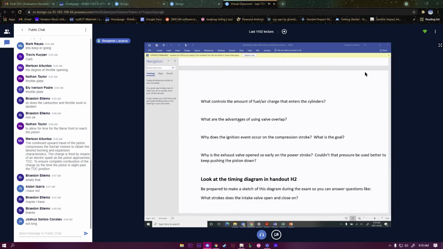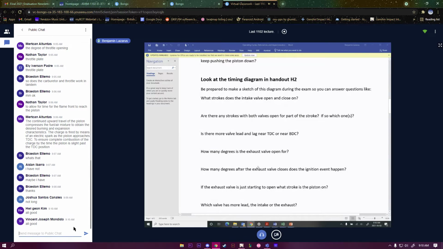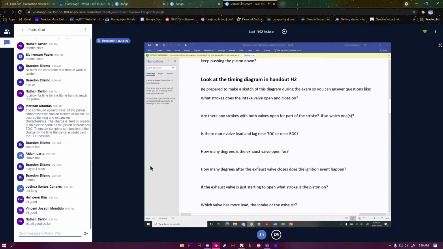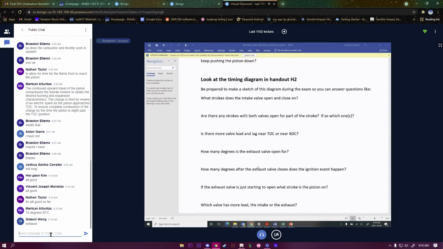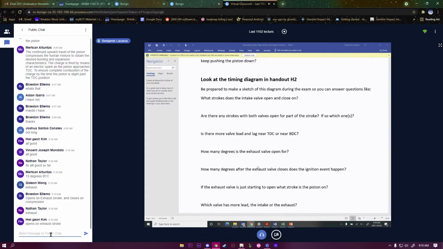Any questions so far? Is what I'm saying making sense? All good. Okay, the diagram, the H2. So what strokes does the intake valve open and close on? What's it open on? Opens on the exhaust stroke and closes on the compression stroke. Exactly. Mertcan, you would miss out on that because the question will ask, what stroke does it open on?